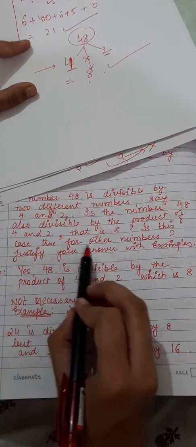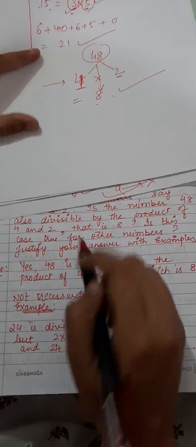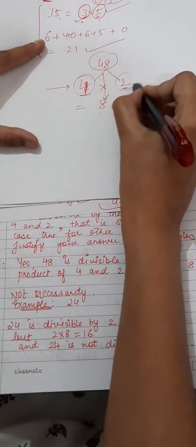Is this case true for other numbers? Justify your answer with explanation. Now you have to tell that they have given you 4 and 2, one example.